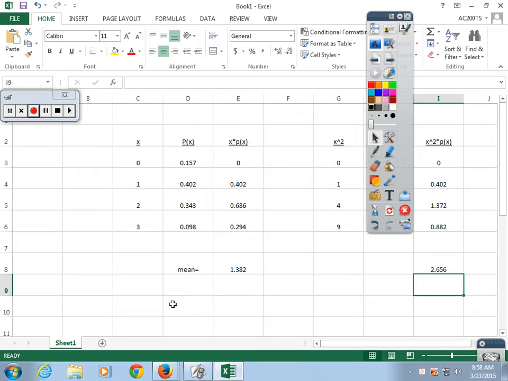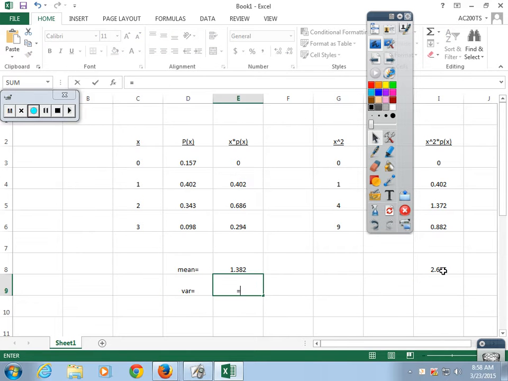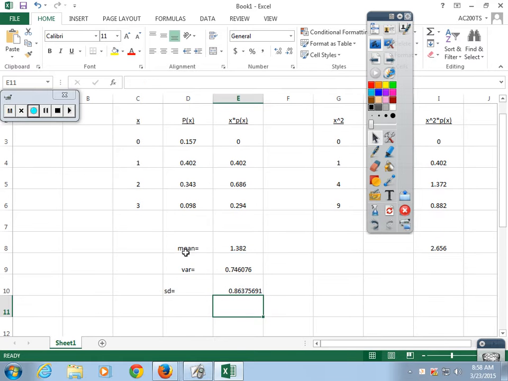And now my variance is going to be equal to this minus what? This squared. There it is. And of course, to find the standard deviation, raise that to the 0.5 power. And you feel good about yourself.